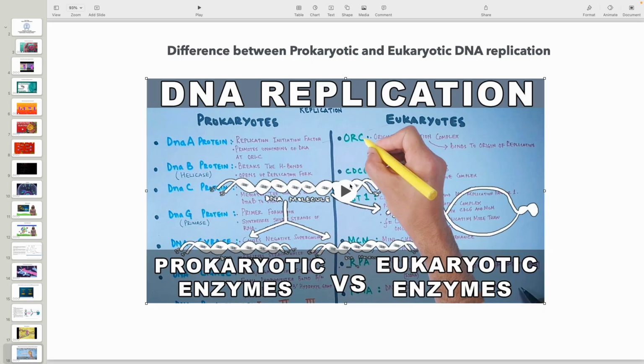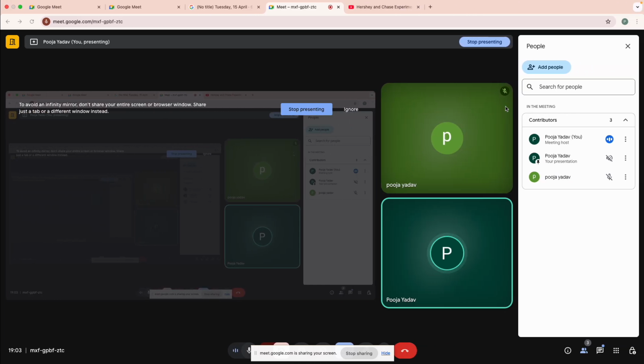Let's look into the difference between prokaryotic and eukaryotic DNA replication.